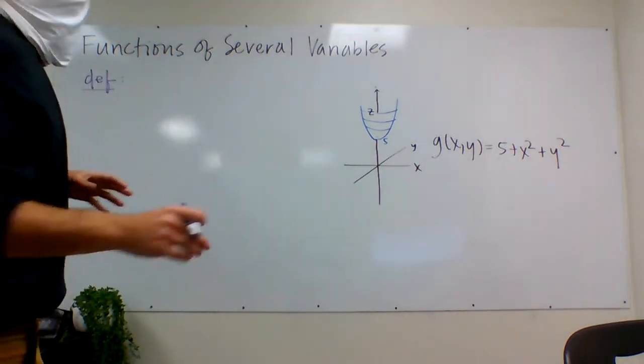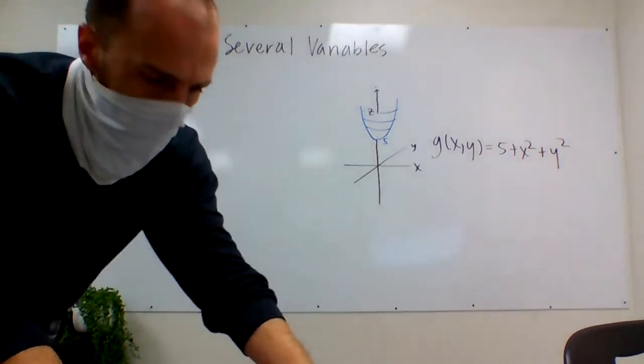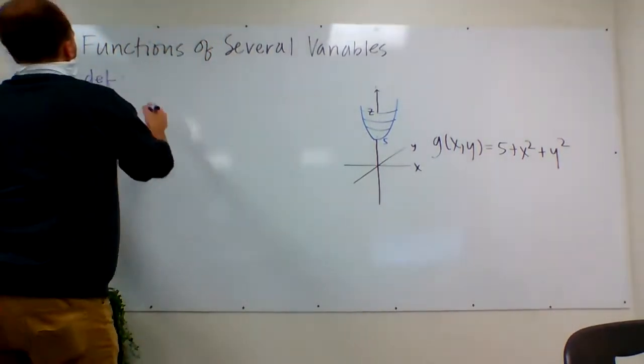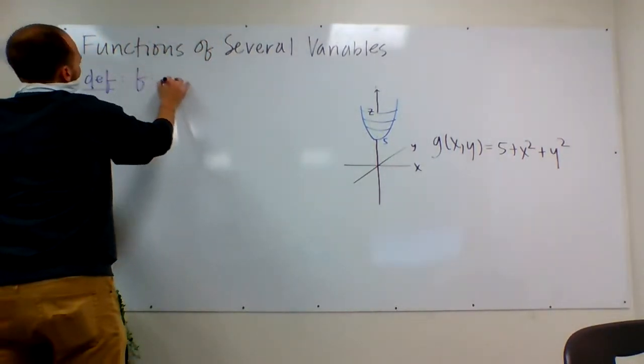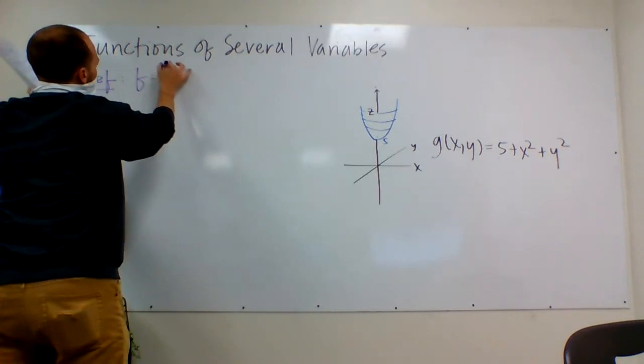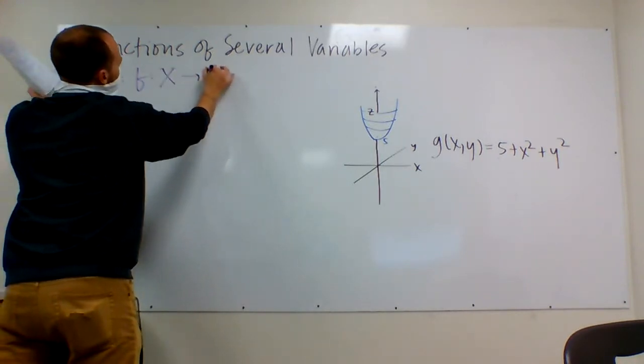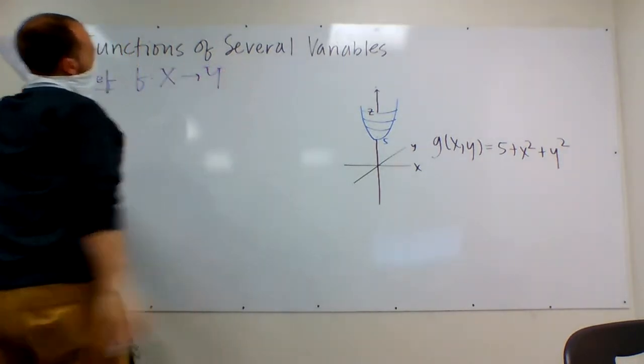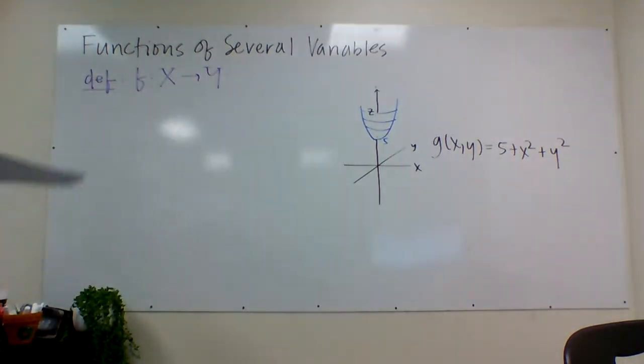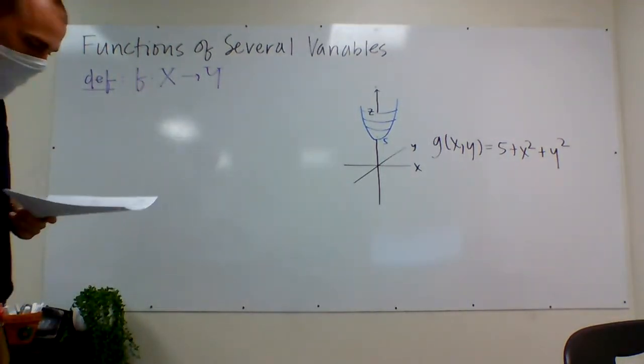I'm going to define a level curve. So how did I say? Okay, so f is going to take a set x to a set y. You know, it could be a space. It could be all sorts of things.